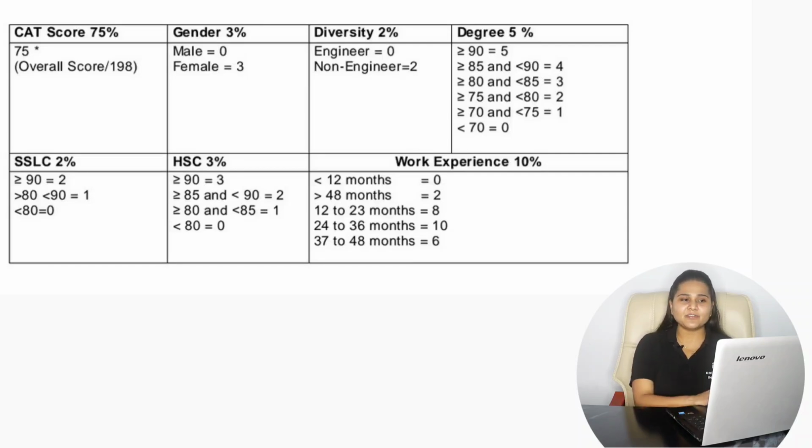Then there is 3% weightage for class 12. If you are above 90, for that there is a rating score of 3. And 10% weightage is given for work experience. If your work experience is more than 48 months, for that there are 2 points. If it is between 12 and 23 months, for that 8. If it is between 24 and 36, for that there is 10. And if it ranges between 37 and 48, for that there is 6. In this way, the overall composite score is calculated and then the students are shortlisted for the personal interview round.